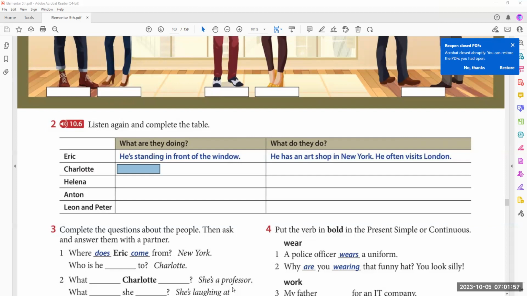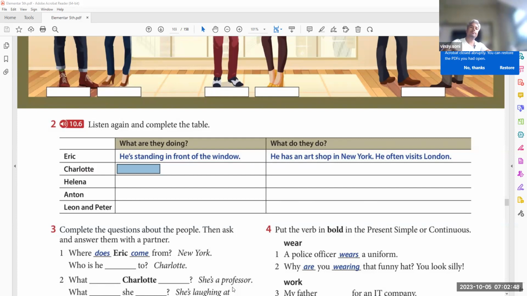Okay, so that's Eric and Charlotte, Helena and Anton. Now, who are those two over there? Those two. These two. This one. That one. Those three. These three. Easy, right? This is used with singular. So this one, that one, those two, these two, those three, these three.